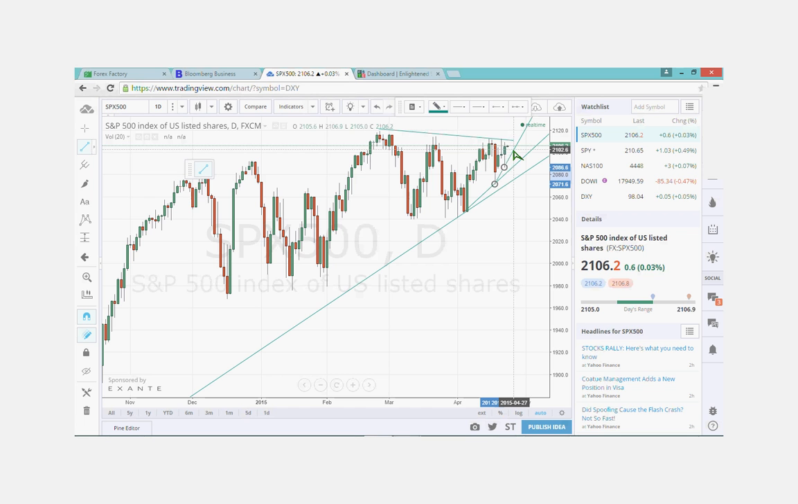Yeah, and it's almost like a double jab combo kind of thing, right? Because it's retesting that high again in a way, and then there's lower high, lower high, lower high, lower high. So yeah.